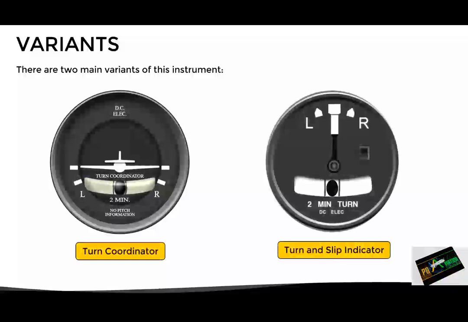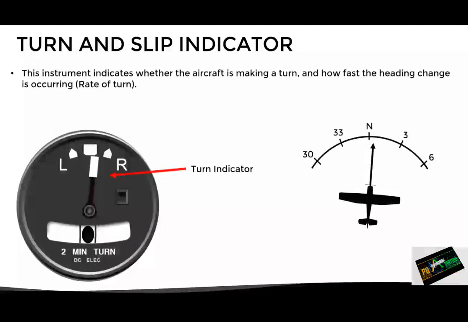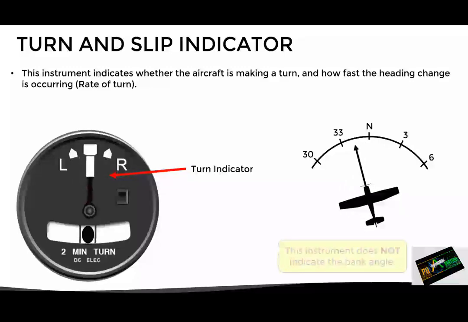Although both have the same principle of operation, the information they provide and the way it is presented are slightly different. Let's first look at the turn and slip indicator. This instrument indicates whether the aircraft is making a turn and how fast the heading change is occurring, which is the rate of turn. Something important to note is that this instrument does not indicate the bank angle of the aircraft, it only shows the direction of the turn and the rate of turn.